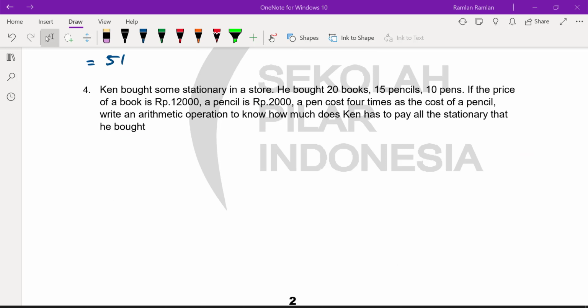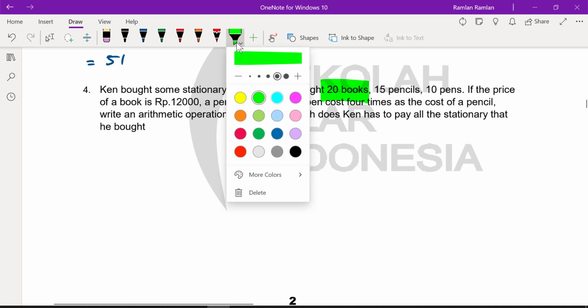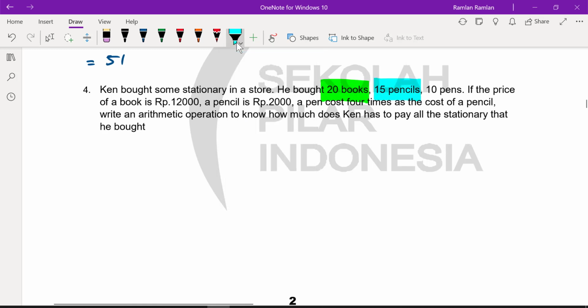Okay, for number 4, Ken bought some stationery in a store. He bought 20 books, 15 pencils, and 10 pens. So I'm going to highlight that a little bit. 20 books, and then 15 pencils, and then we have 10 pens.